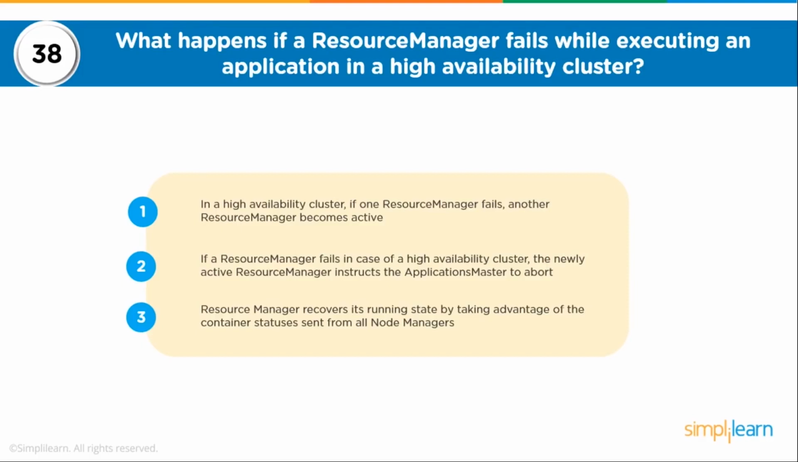And this one would instruct the application master to abort in the beginning. Then your resource manager recovers its running state. So there is something called the RM state store, where all the applications which are running, their status is stored. So the resource manager recovers its running state by looking at your state store, by taking advantage of container statuses, and then continues to take care of your processing.